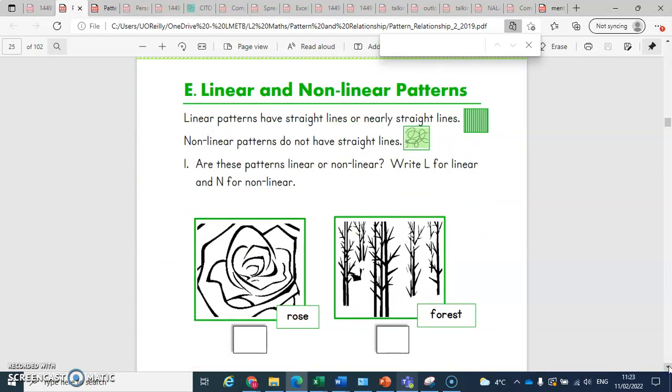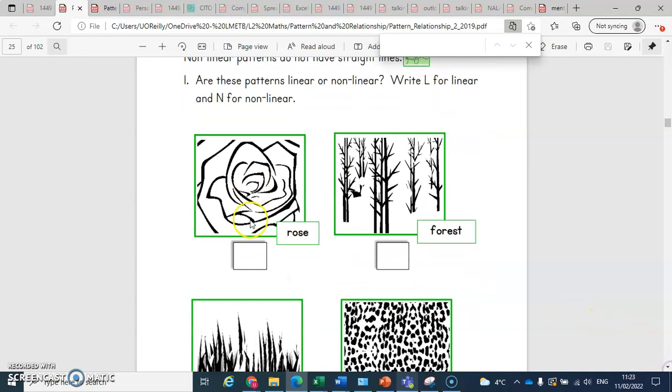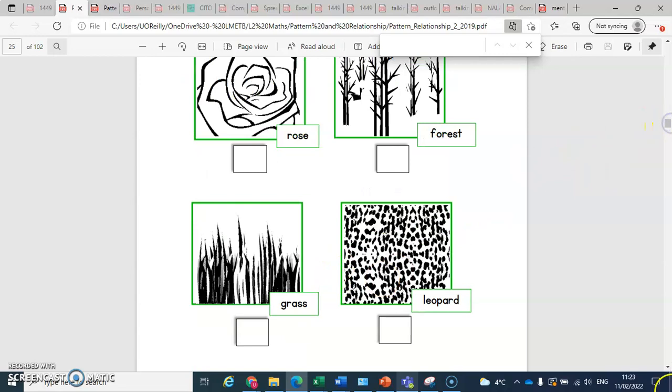Then we went on to talk about linear and non-linear patterns. Basically, linear patterns have straight lines or almost straight lines, and non-linear patterns don't have straight lines. So you just fill in on the pictures here whether you think it's linear or non-linear. You use L for linear and N for non-linear. For example, the rose doesn't really have straight lines, so we put an N here, whereas the trees in the forest here are quite straight, so we'd put an L for linear. So you can finish off the grass and the leopard.